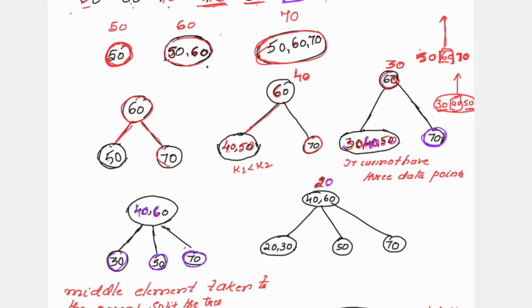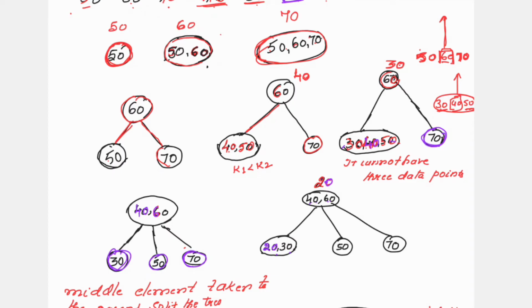So first thing is, see whether 20 is lesser than these 40, 60. So 20 will come over here. Already you have one element 30. So you will place this 20 here.